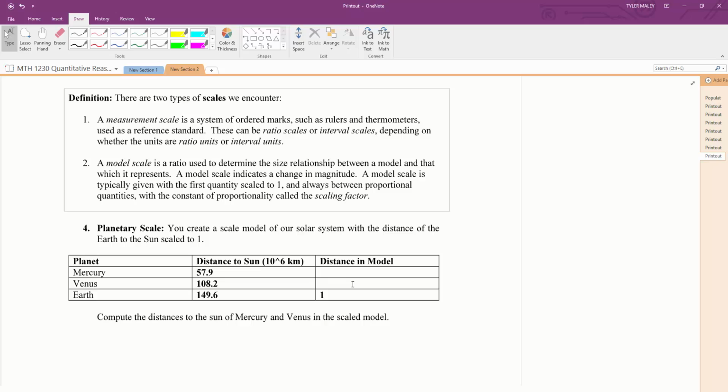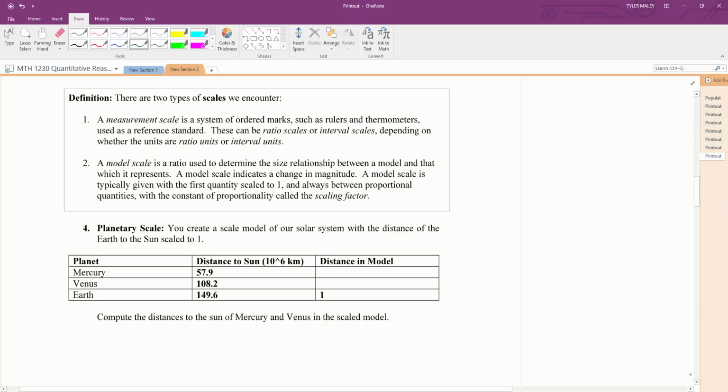An example of a model scale is number 4, where we're dealing with the planets. If we want to take our actual solar system and keep the planets at the same size and the same distances away from each other, we obviously can't make a model that's a 1-to-1 scale of the universe, because that would be the universe. But what we could do is scale this down and put this in a smaller space, but everything is still relative. We still keep that same proportion of distance the same.